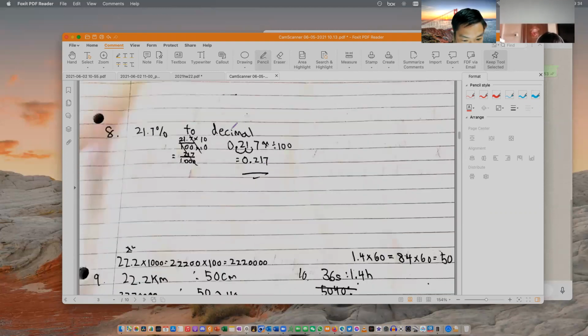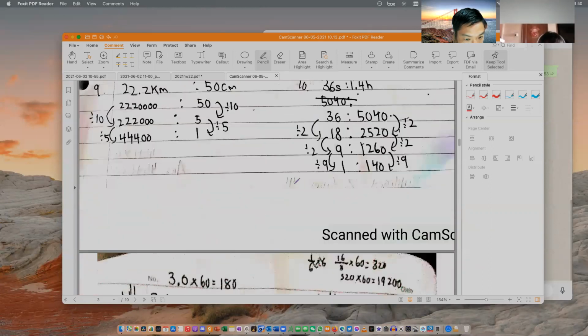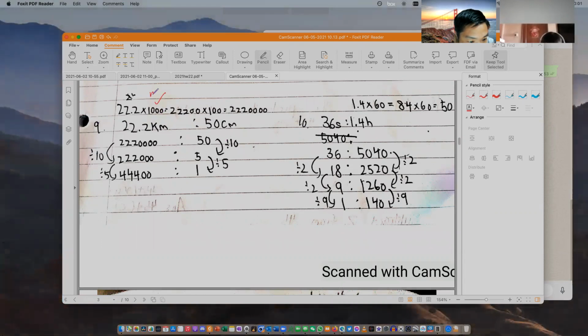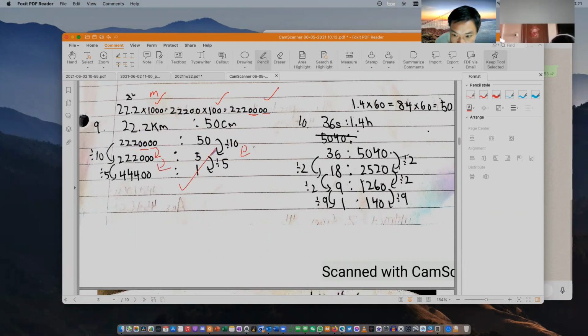Now change this to decimal. So what you do, you can actually change it to fraction first. If not, what you can do is you divide by 100. So you move 2 decimal places. Okay, good. I'm at question 9 already. So question 9, you first change to meter. This is meter conversion. So this is a double conversion. Very good. So count the 0. Then divide by 10, you get this. Divide by 10, you get this. You divide by 5 once again. Okay, very good.